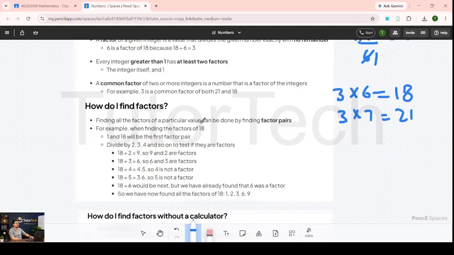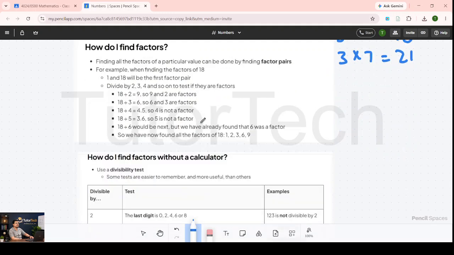Okay, the next thing is how can we find the factors? Finding all the factors of a particular value can be done by finding factor pairs. For example, when finding the factors of 18, 1 and 18 will be the first factor pair, because the number itself and 1 are also factors. After that, we need to divide 18 by 2, 3, 4, and so on to test whether these are factors or not. So the first one is 18 divided by 2, which gives 9.